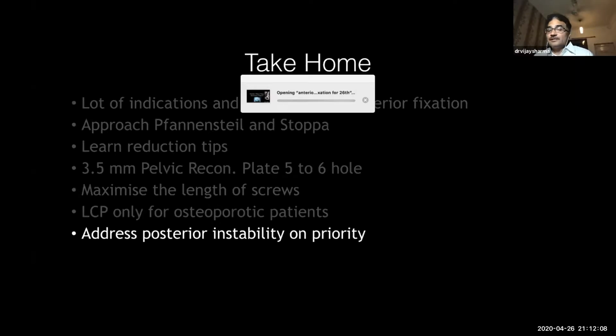And obviously posterior instability is the top priority. So you just cannot get away with doing anterior fixation in a type C disruption. Posterior instability has to be taken care of. Thank you.